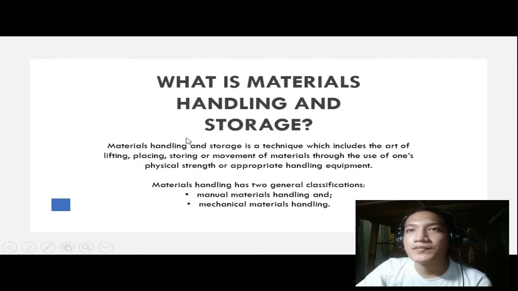So, first of all, what is materials handling and storage? Materials handling and storage is a technique which includes the art of lifting, placing, storing, or movement of materials through the use of one's physical strength or appropriate handling equipment.